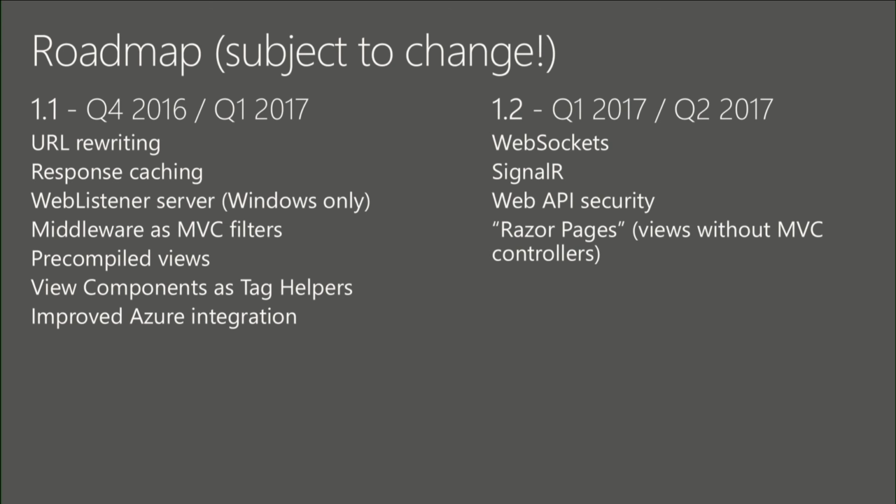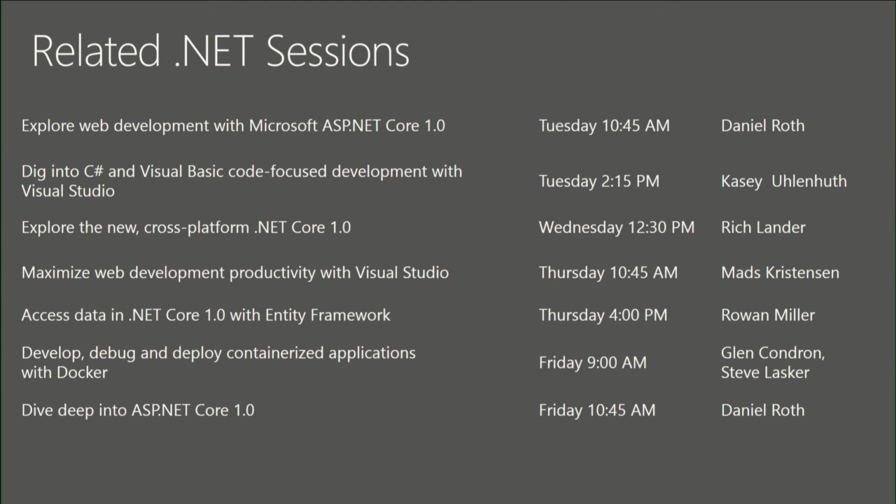And improved Azure integration. In the next wave after that, we're shipping support for SignalR. Web API security is coming. We're working on a page-based programming model for ASP.NET Core that we call temporarily Razor Pages. That's not its final name, but that's what we're currently calling it. WebSockets is coming too. Unfortunately, we can't show you those things, but hopefully in some future talks we'll be able to demo those as well.